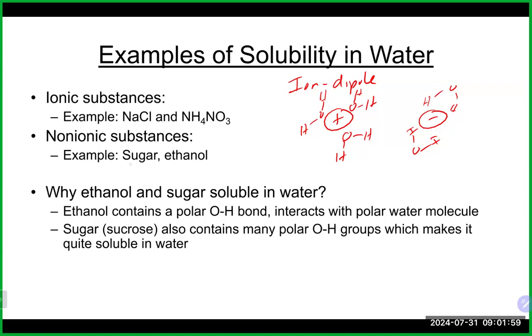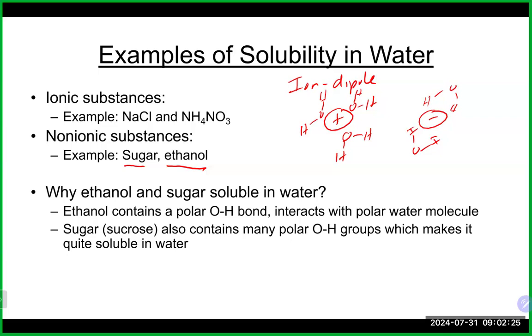There are also things that are non-ionic, like sugar, which as we know is very soluble in water, and ethanol is also very soluble in water. The reason, as we talked about earlier, is that ethanol has that OH group. It's a relatively small molecule, which means it has the ability to hydrogen bond with water, and that's going to allow them to be very, very soluble.